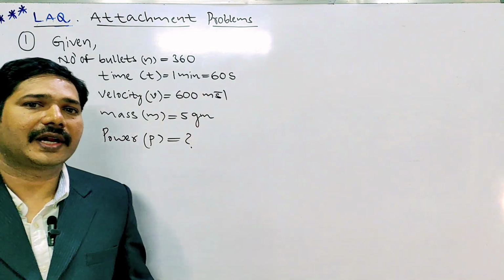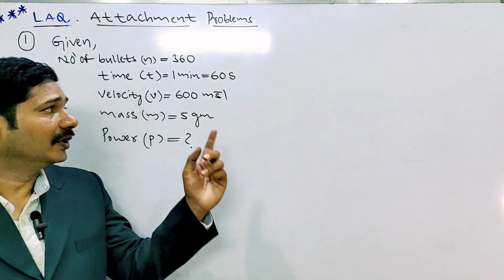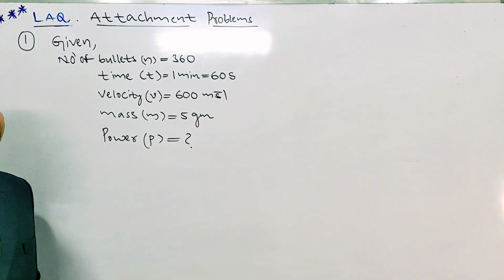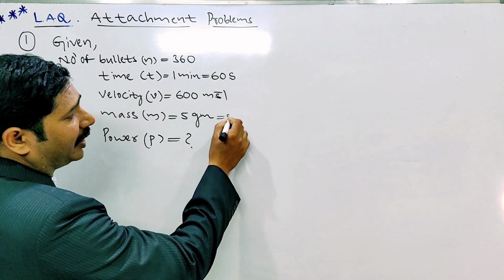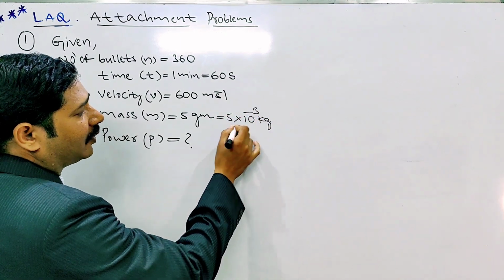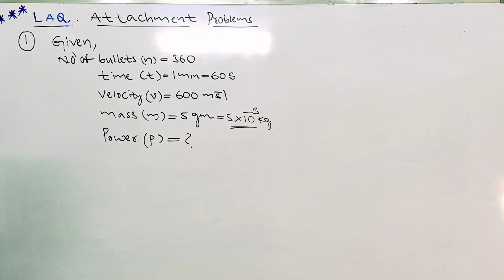With what velocity are they moving? 600 meters per second. Each bullet's mass is how much? 5 grams. You have to convert to SI: 5 into 10 to the power of minus 3 kilogram, since 1 gram equals 10 to the power of minus 3 kilogram. The power of the gun, how much are they asking? So what is the formula?